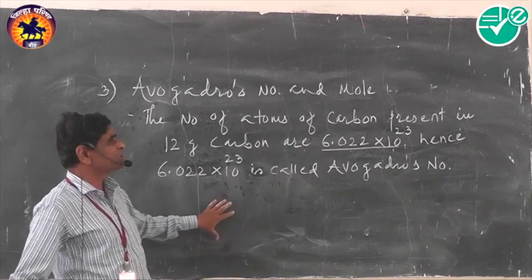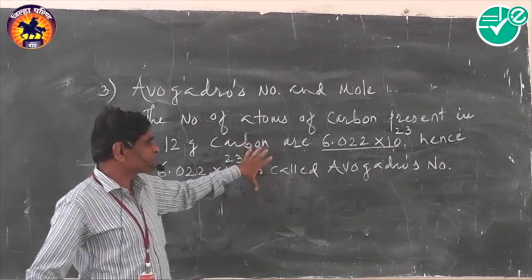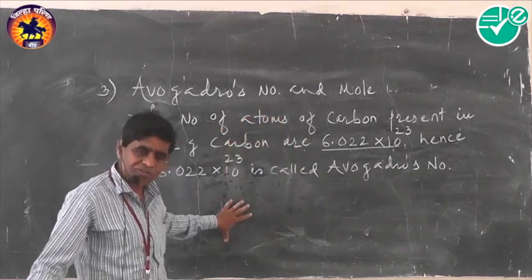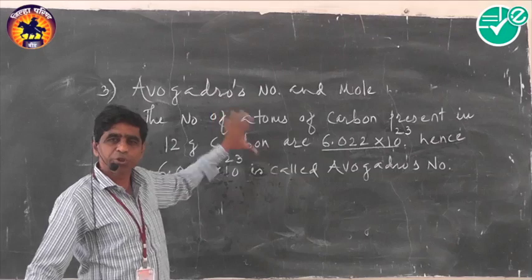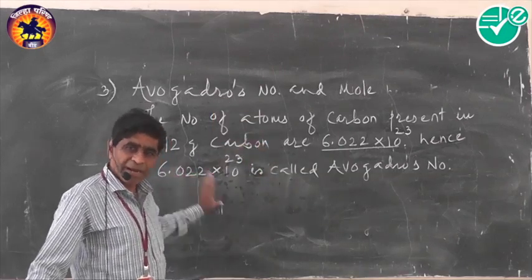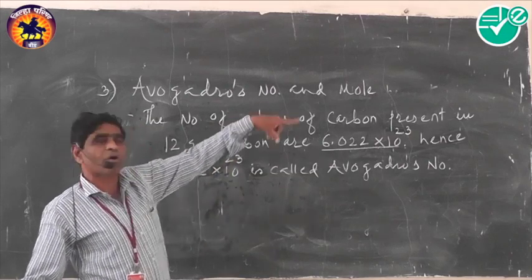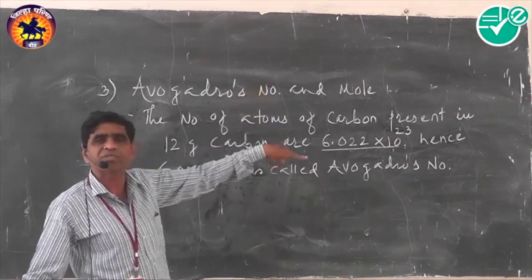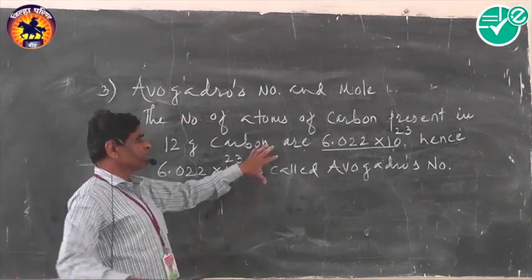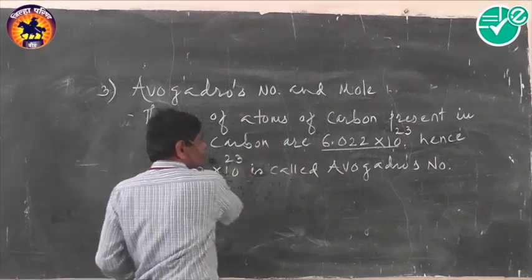What is the relationship? The amount of any substance which consists of Avogadro's number of particles, that is 6.022 into 10 raised to 23 particles, whether atoms, molecules, or ions, that quantity of substance is considered as 1 mole. So a quantity which consists of Avogadro's number of particles is considered as 1 mole.